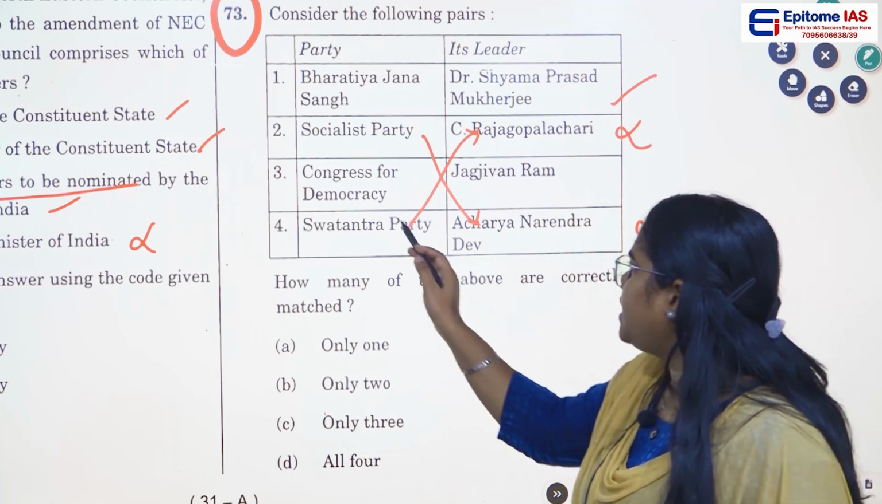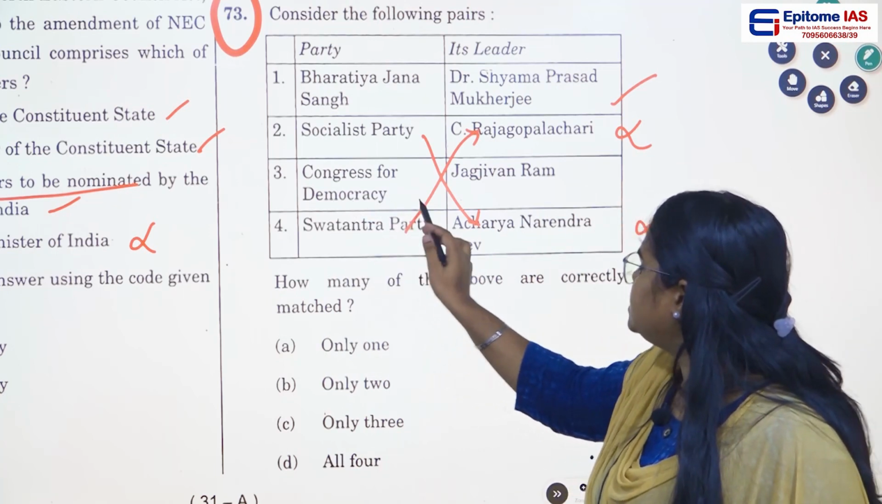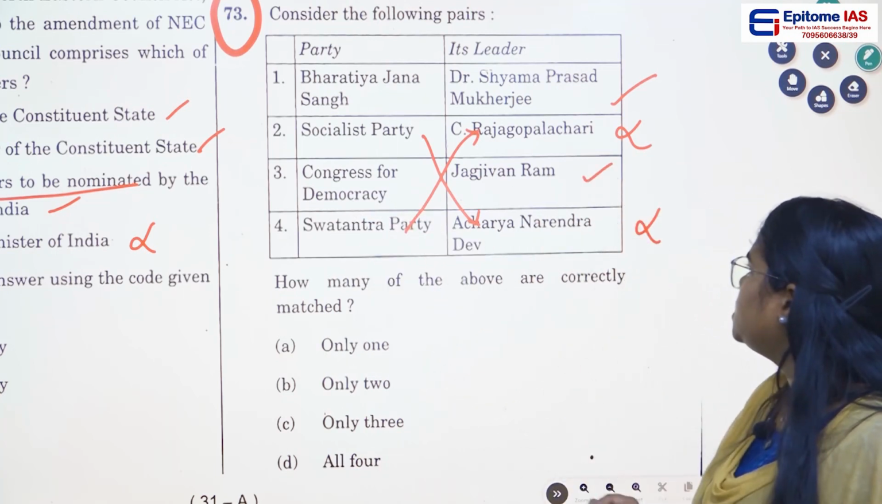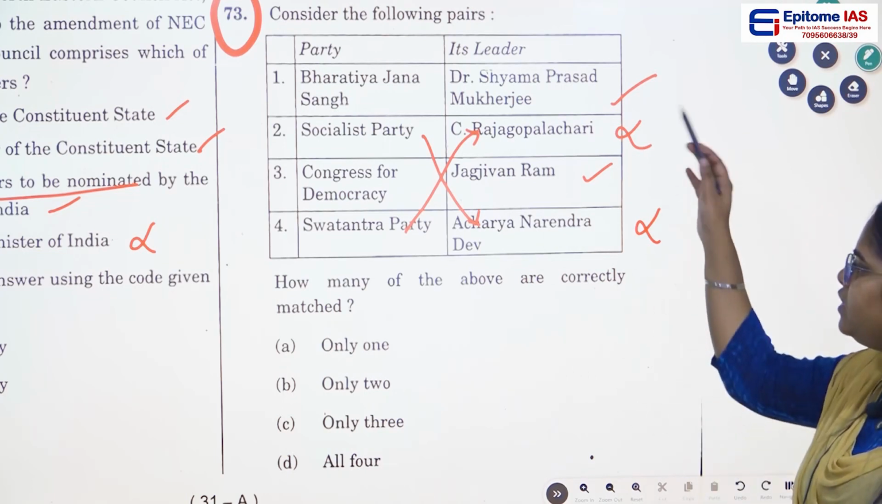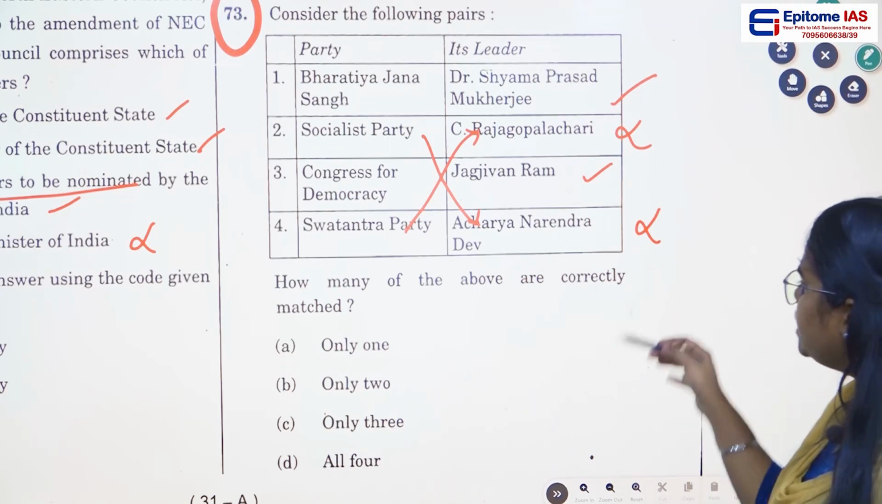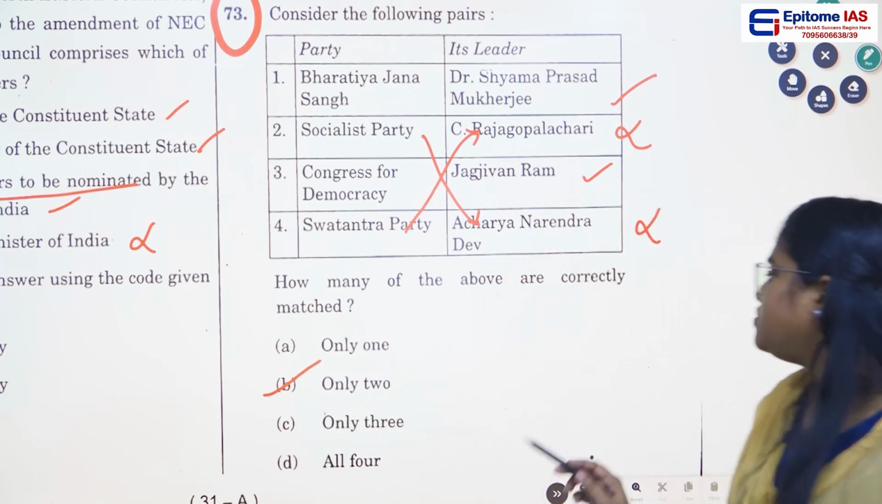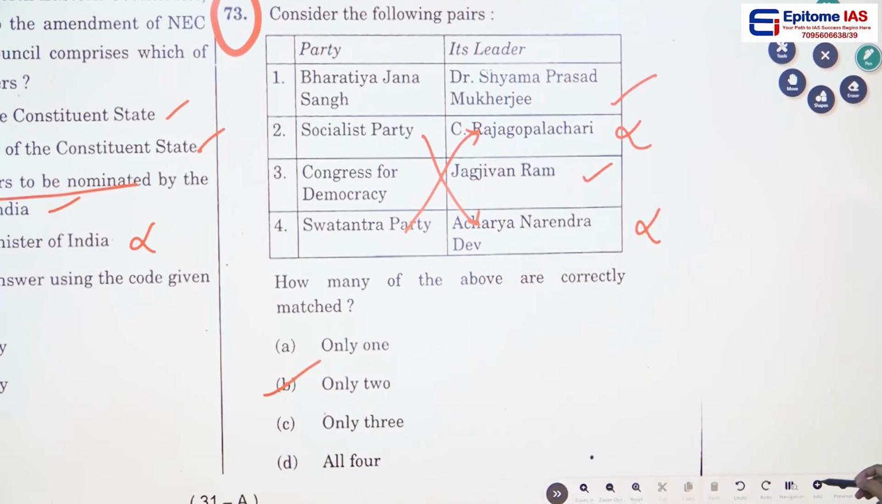So we can say these two particular pairs are wrong. Then the third pair is Congress for Democracy. Yes, this is related to Jagjivan Ram. So how many of the pairs are correct? Only 2 pairs are correct. So option D is the correct answer.